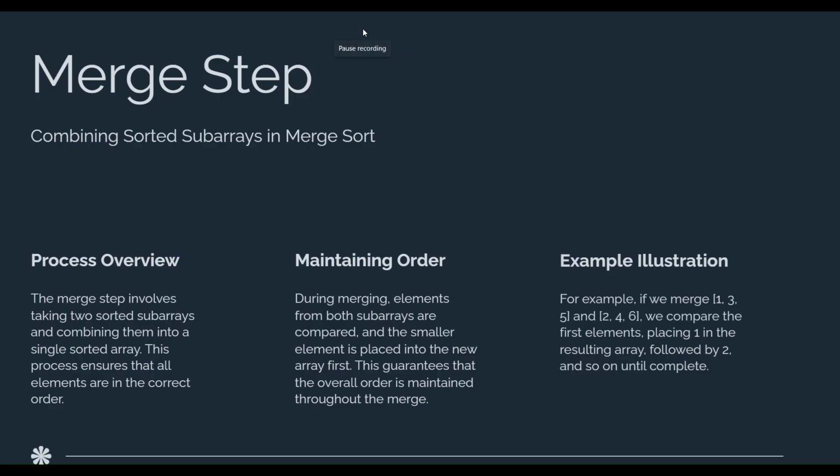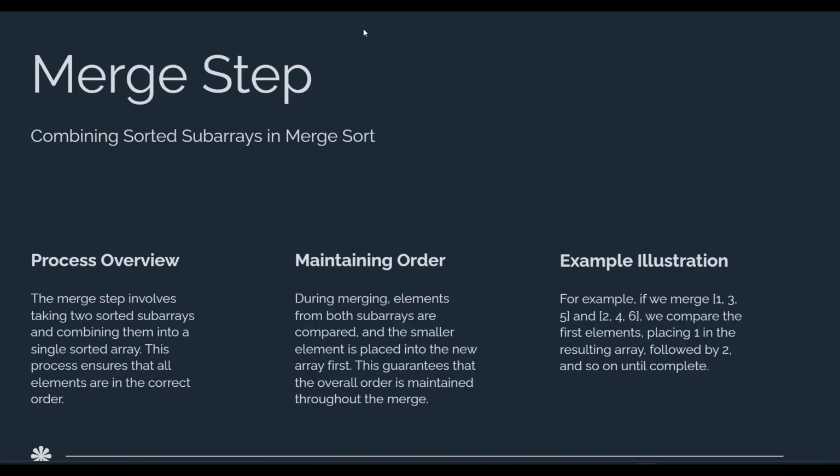Merge step. Combine sorted subarrays in merge sort. Process overview. The merge step involves taking two sorted subarrays and combining them into a single sorted array. This process ensures that all elements are in the correct order. Maintaining order. During merging, elements from both subarrays are compared and the smaller element is placed into the new array first. This guarantees that the overall order is maintained throughout the merge.